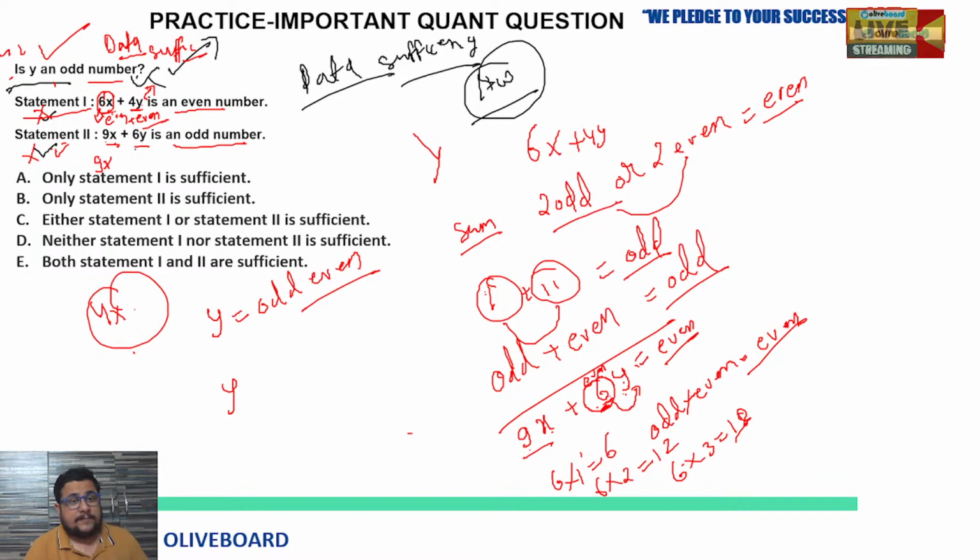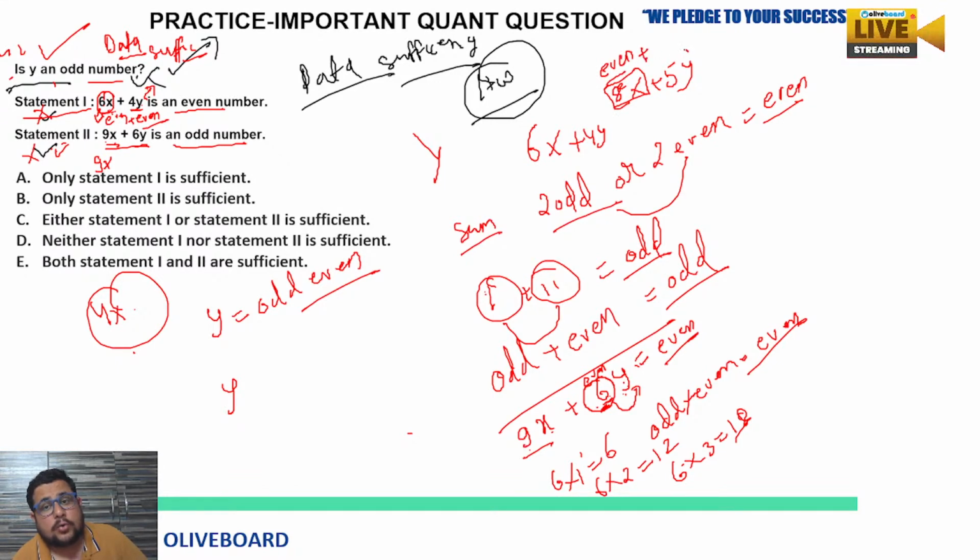If even, we have proof like this: suppose instead of 9x plus 6y, they had given you 8x plus 5y. In this case 8x is always going to be an even number. So even plus odd, so definitely 5y is going to be odd in this case, then only we will get their sum as an odd number. 5 is an odd number and we have to multiply it with an odd number only, then only we will get an odd number. So definitely y is an odd number in this case.